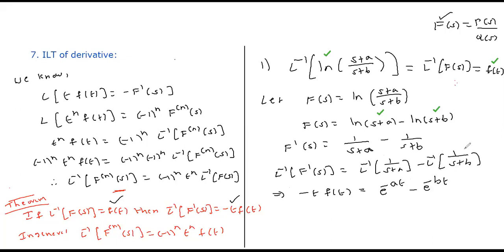Now what do I want? I want only f of t. So what is f of t? Minus 1 by t into e power minus at minus e power minus bt. Therefore the answer is f of t is equal to 1 by t into e power minus bt minus e power minus at. Is this clear? Yes, sir.